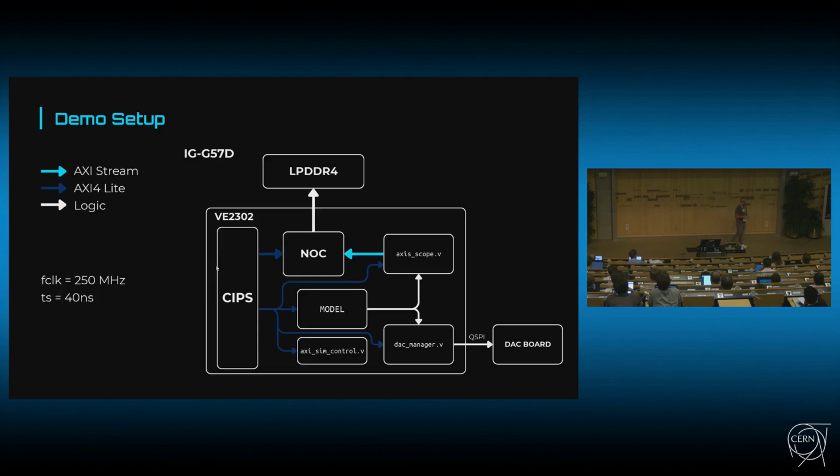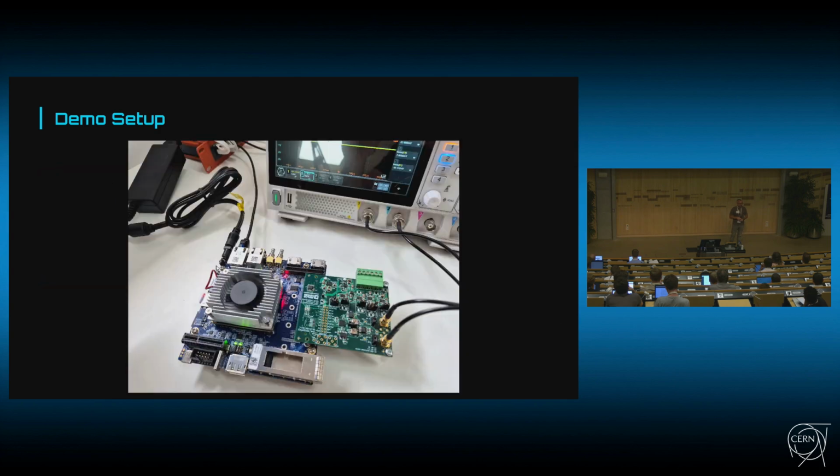The complete system is, as you can see here, the processing system and the NOC, all connected through an AXI4 Lite interface used for configuration, and then we have another AXI stream used for storing the samples and outputting the samples to the DAC. Here is a picture of the whole experiment.